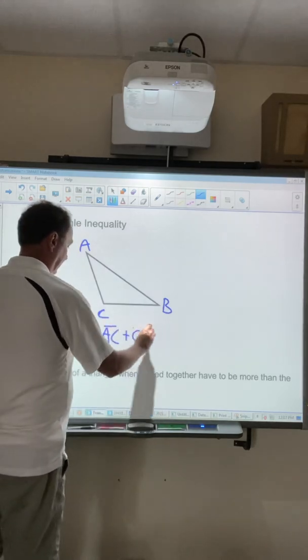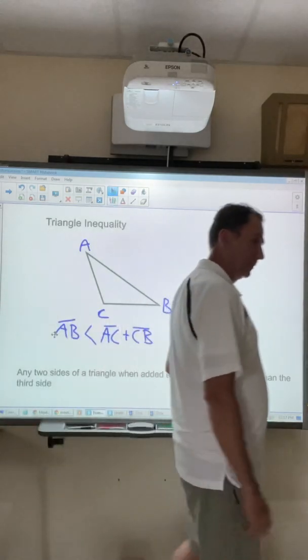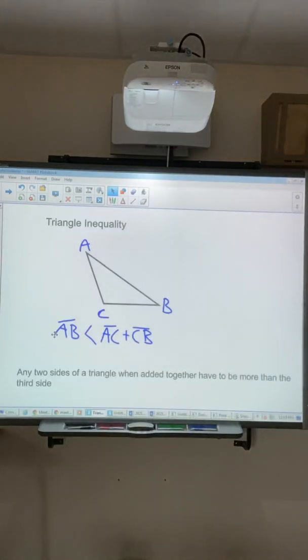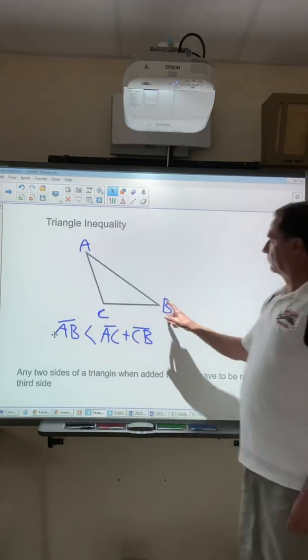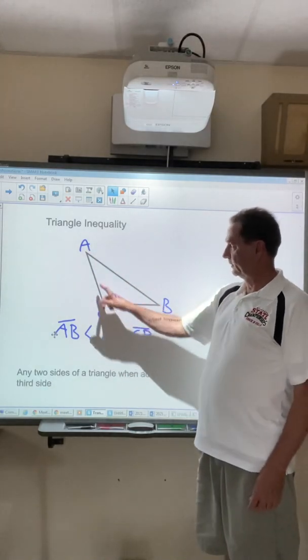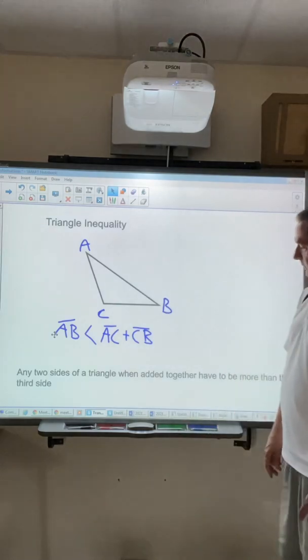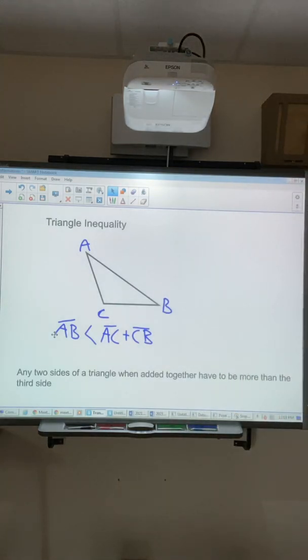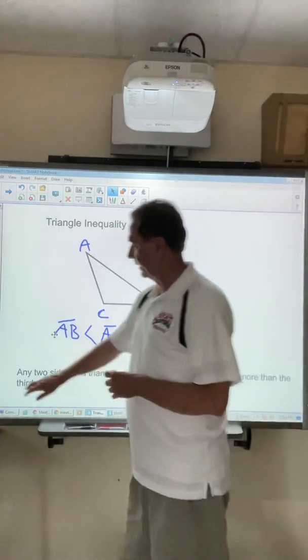And it kind of makes sense if you think about the example I always like to use. If you walk from home to school, that's going to be shorter than going from home to your friend's house then school. Any kid that's ever walked to school knows this to be true. So any two sides of a triangle, when added together, have to be more than the third side. So since it's any two, what we usually look for are the two smaller sides and make sure they're more than the third side. So you get different types of problems like this.